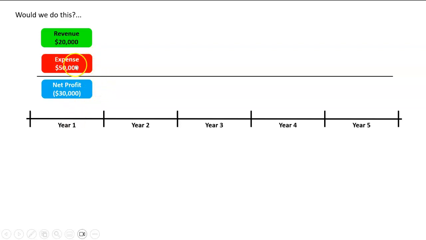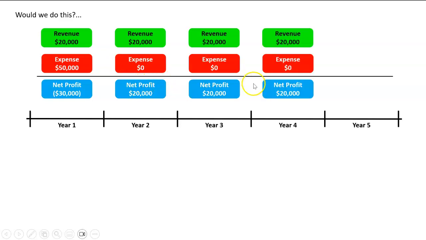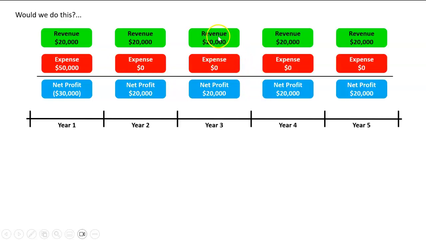But that must mean if we said the whole van was an expense in year 1, that must mean in year 2, the expense is 0. So now we made a profit of $20,000. And then in year 3, 4, and 5, we use the van again to make revenues, but there's no expense. We can't have revenues without an expense. We need to match our revenues with our expenses.